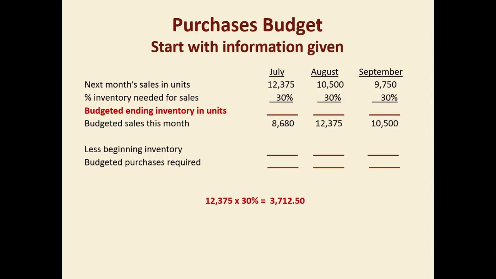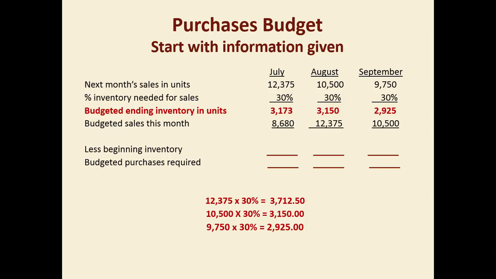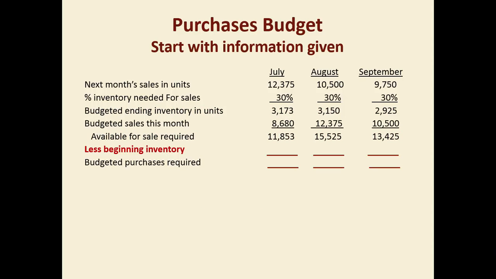Then you can calculate your budgeted ending inventory in units. Plug your numbers. And that's what you need. That's what's available for sale is going to be required, less your beginning inventory. And this would have been from your accounting records from the first of the month.